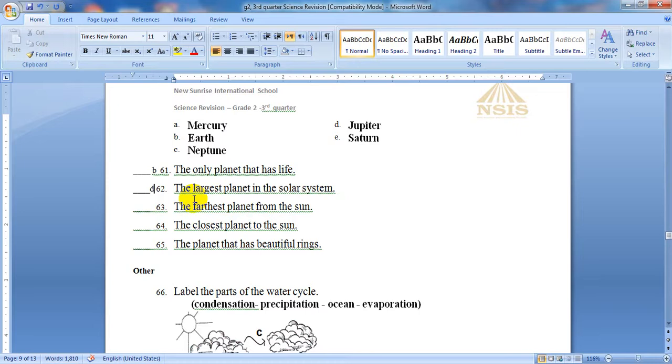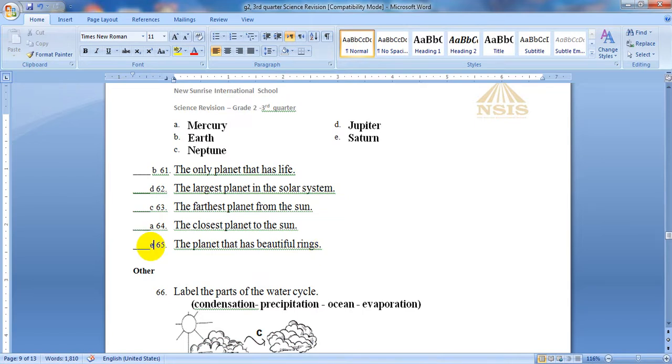The next one, 63. The furthest planet from the Sun, the one which is so far, the last one, is Neptune. So it's letter C. 64. The closest planet to the Sun, the first one which is so hot and so close to the Sun, it is Mercury, letter A. The planet that has beautiful rings around it, it is Saturn, which is letter E.